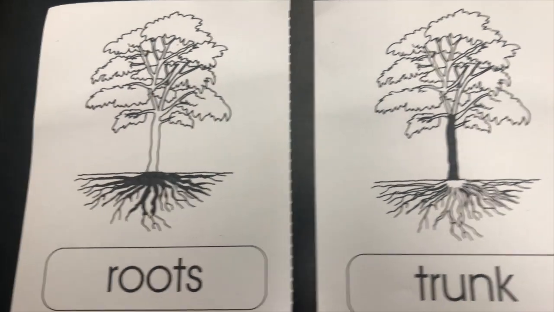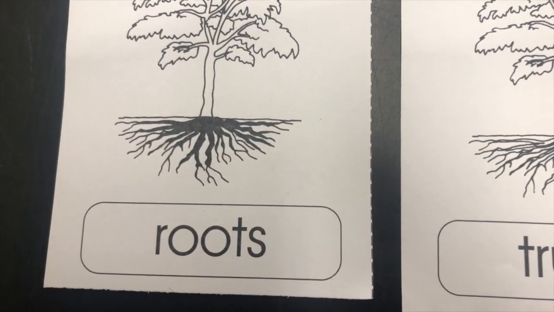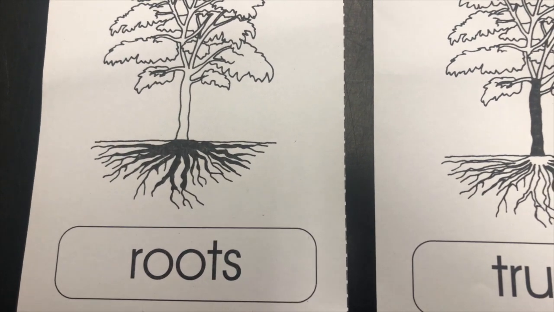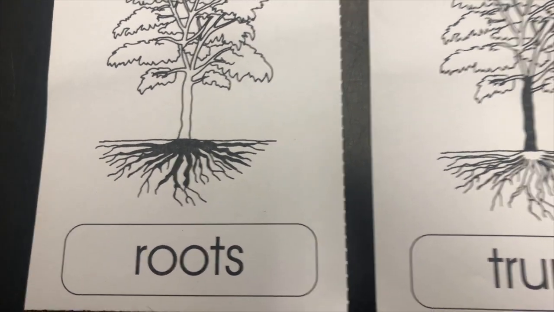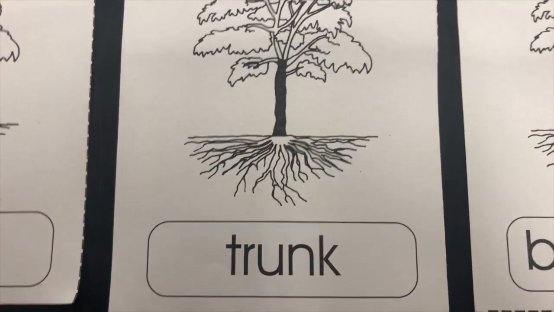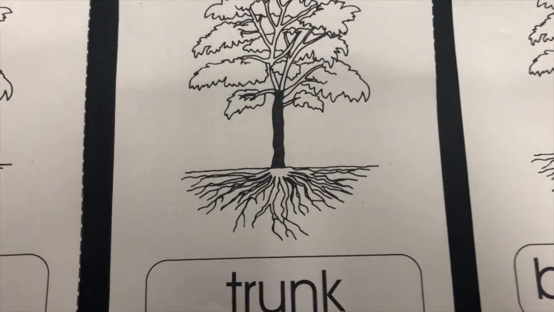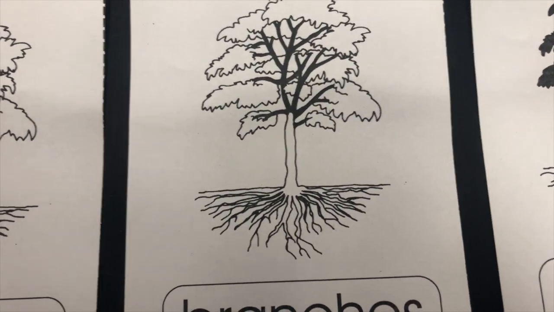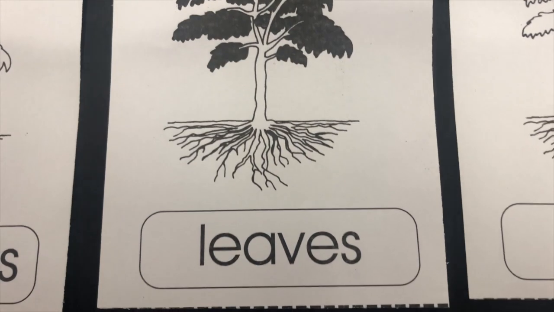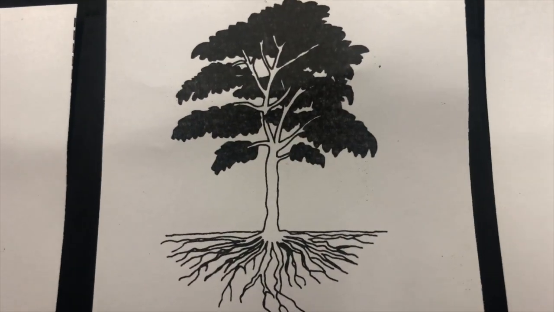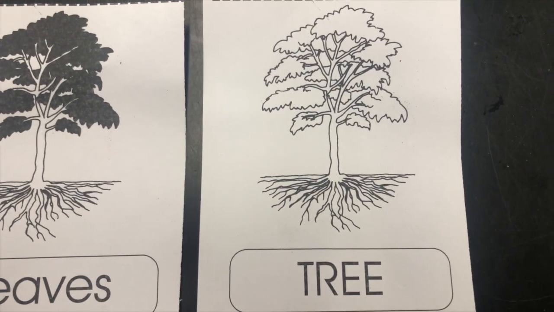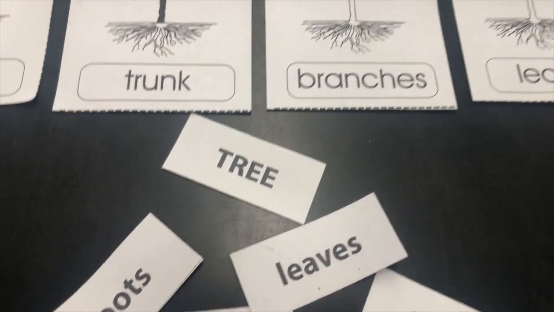The part where it says the word roots, that part of the tree is dark, and we know that's the part they're talking about. Here it says trunk, and that part is dark. This part says branches, and that part is dark. This one says leaves, and that part is dark. And then we have the entire tree. So what I want us to do is match the words.